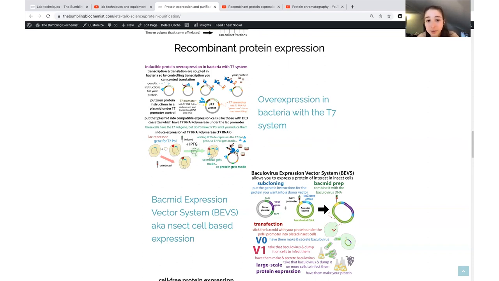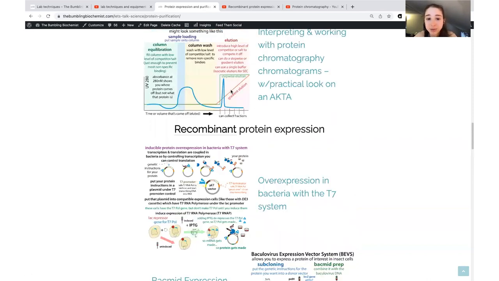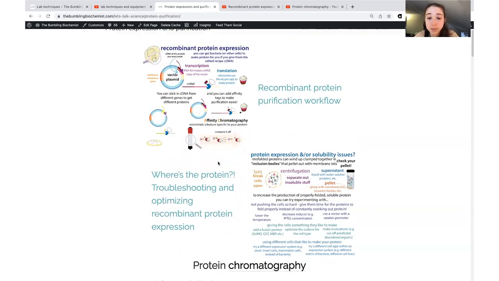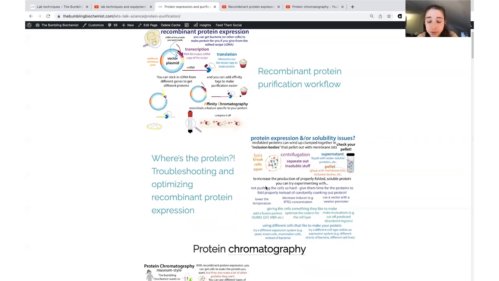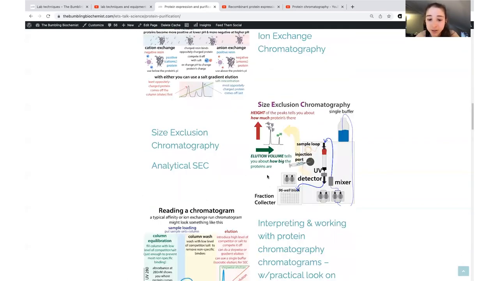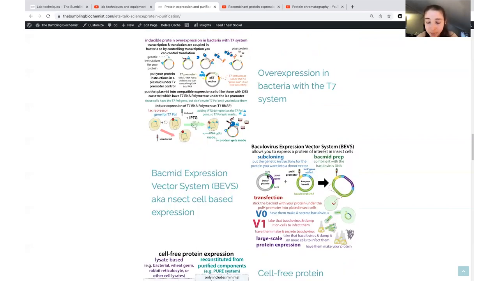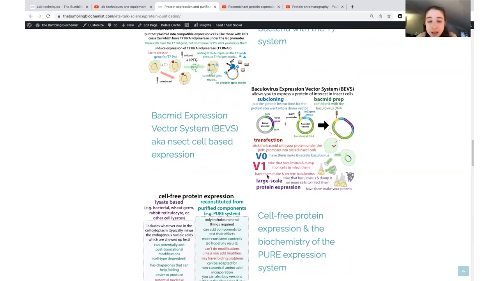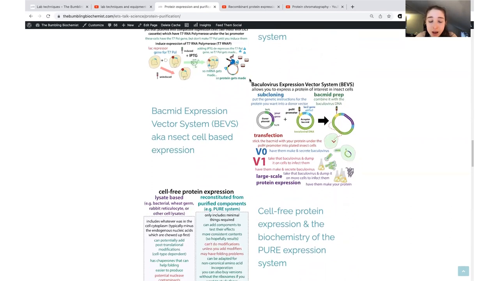Now the T7 polymerase gets made, and it's going to be used to make messenger RNA of your protein of interest, and then that protein of interest will get made. And you can get a lot of protein made, but going back to why we have that troubleshooting, bacteria don't have all the same equipment as our eukaryotic cells. So if you have a protein that's more complicated, needs modifications, or needs specific chaperones, things that help it fold, then bacteria might not work.